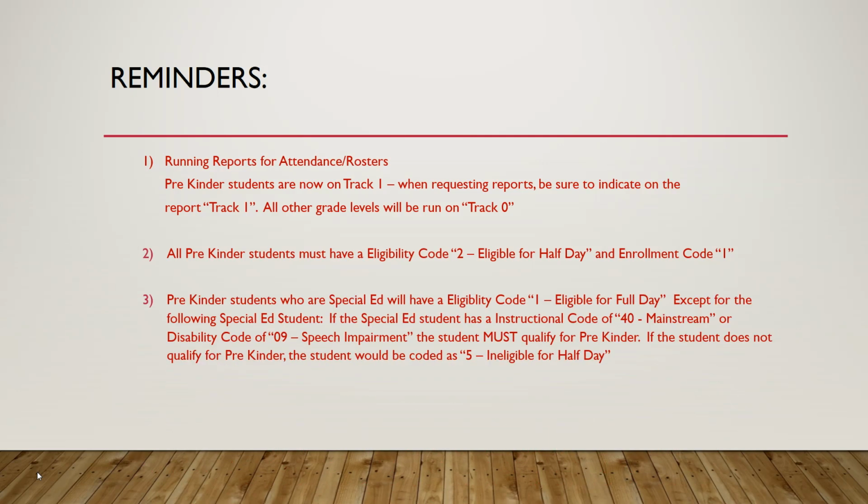Pre-kinder students who are special ed will have an eligibility code 1, eligible for full day, except for the following special ed students. If the special ed student has an instructional code of 40, mainstream, or disability code of 09, speech impairment, the student must qualify for pre-kinder. If the student does not qualify for pre-kinder, the student would be coded as a 5 and eligible for half-day.